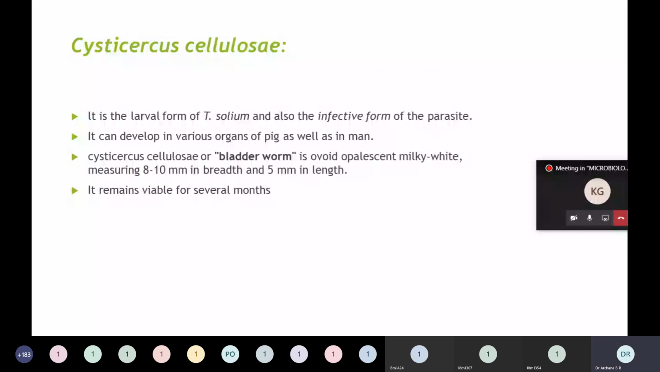Cysticercus cellulosae is the larval form of Taenia solium and also the infective form of the parasite. It can develop in various organs of pig as well as in man. It is an ovoid, opalescent, milky white, measuring about 8 to 10 millimeter in breadth and 5 millimeter in length. It remains viable for several months.